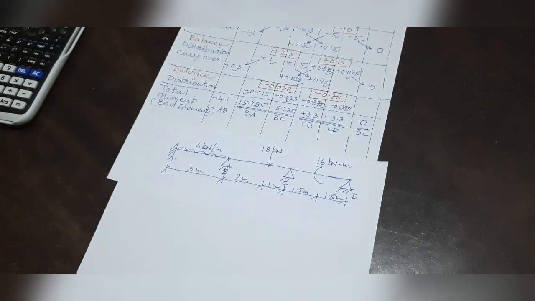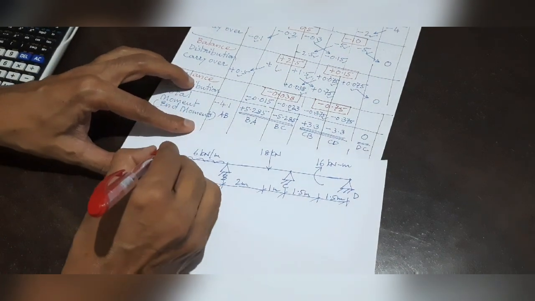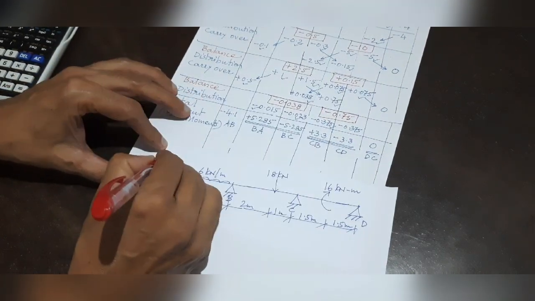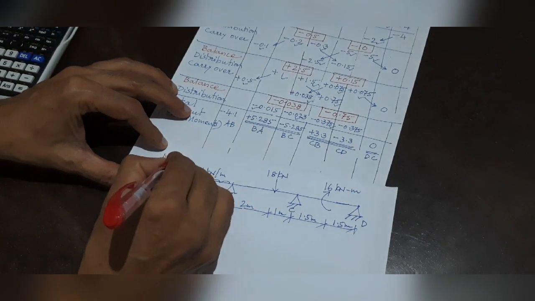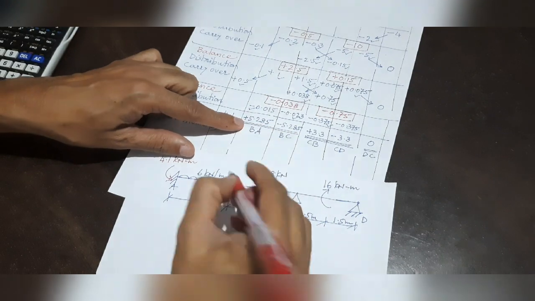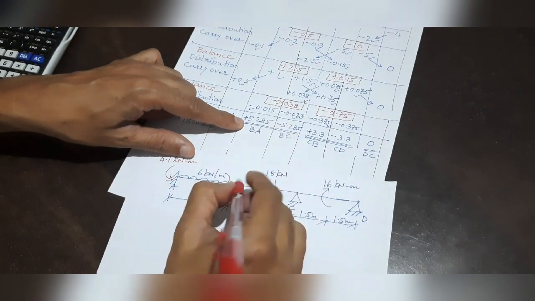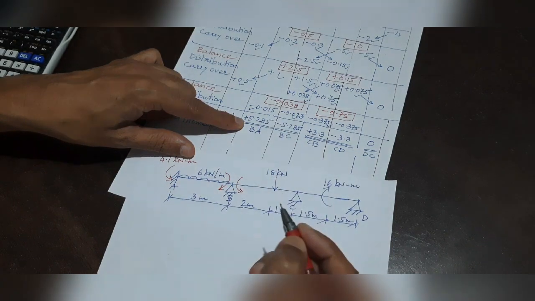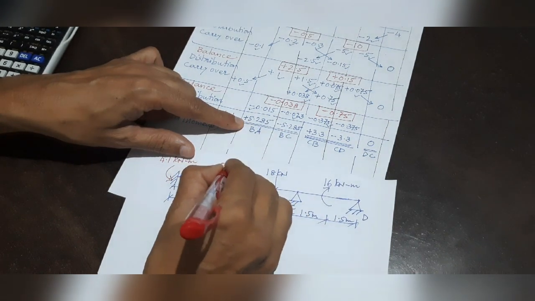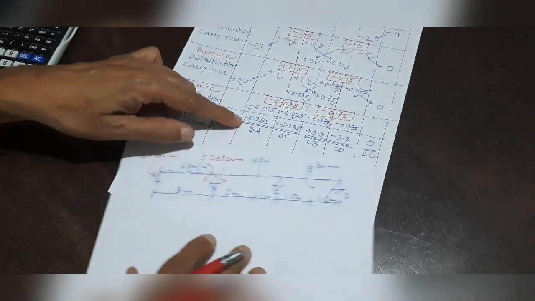Now I will represent these end moments on the structure. The end moment for AB is 4.1, minus means anti-clockwise. So I am writing 4.1 kilonewton meter. For BA it is plus 5.285, so I am writing plus 5.285, which means clockwise. For BC it is minus 5.285, that is anti-clockwise, so 5.285 kilonewton meter anti-clockwise.